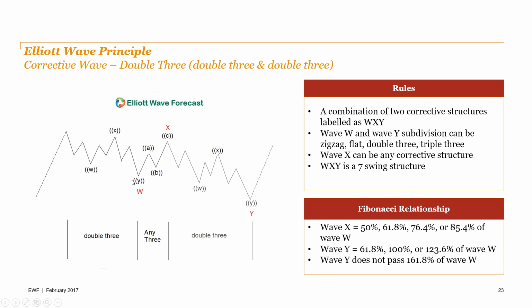It's a 333 because if this is a 535, then you don't label it as a WXY. You label it as an ABC, zigzag. But if the subdivision you see is only 333, then you label this as a WXY. Okay, so on the left side we have another double 3. On the right side you have another double 3. You combine them, we have a WXY of the larger degree.